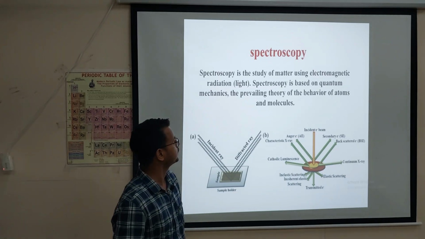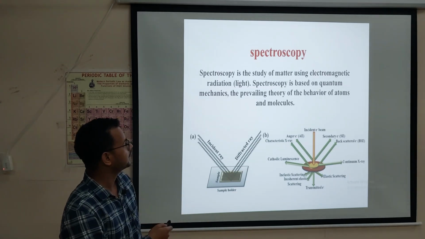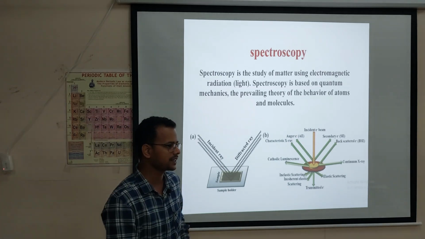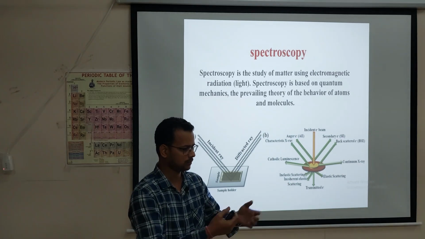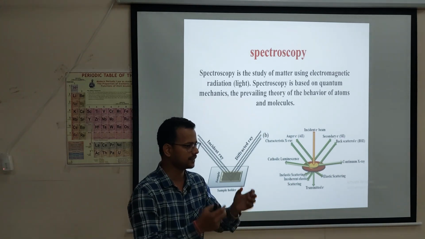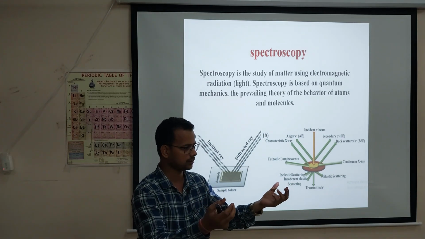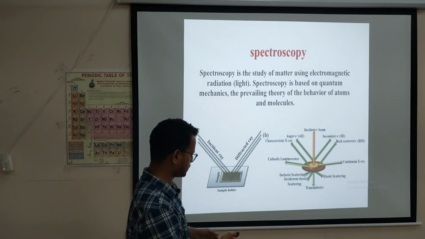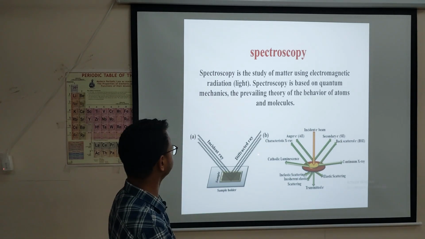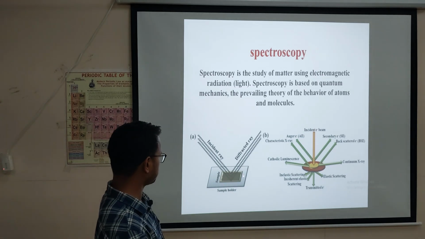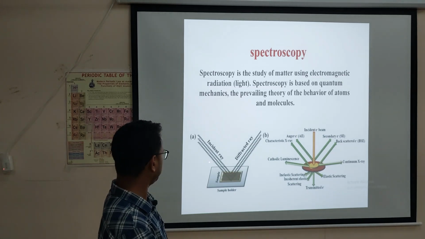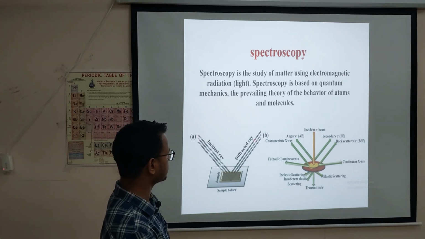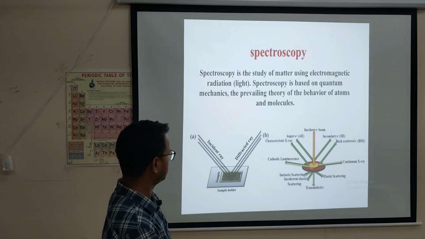Spectroscopy is the study of matter using electromagnetic radiation. That means it is the interaction between matter and photon, right. Photon means light, na. It is the interaction between photon and matter, okay. Then what will occur? You just see here. Suppose it is your sample holder, right, and this reddish color is your sample, okay, and it is your incident ray, it is your diffracted ray, right.